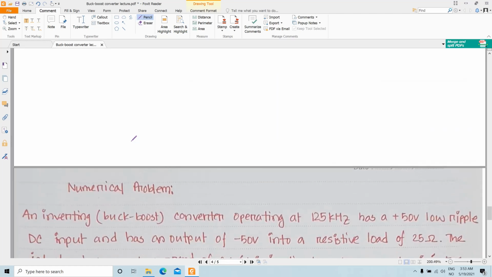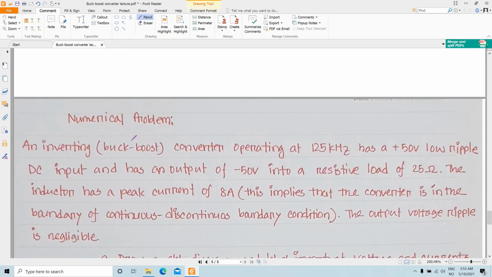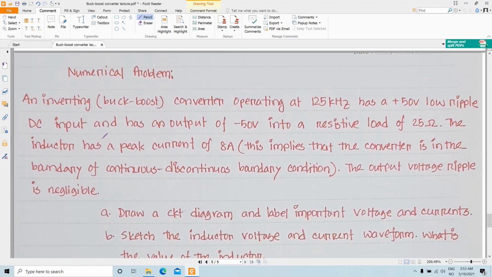Okay. So now comes a numerical problem for buck boost type of converter. In this particular numerical problem, it is asked that an inverting buck boost converter is operating at a frequency of 125 kilohertz, has a 50 volt low ripple DC input and has an output of minus 50 volt into a resistive load of 25 ohm.